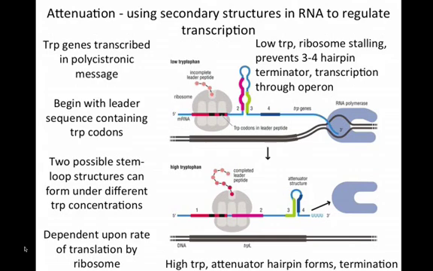And if you've got low tryptophan, the other concept to understand is that often when you make your RNA, especially in bacteria where they're in the same place, ribosomes hop on and start translating, right? So in low tryptophan, you start transcription and go through this leader sequence that contains these trp codons. If you have low tryptophan, then the ribosome's going to stall because it's waiting for the tRNA that has a tryptophan amino acid to come in.